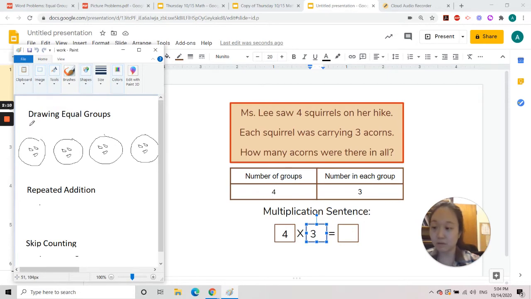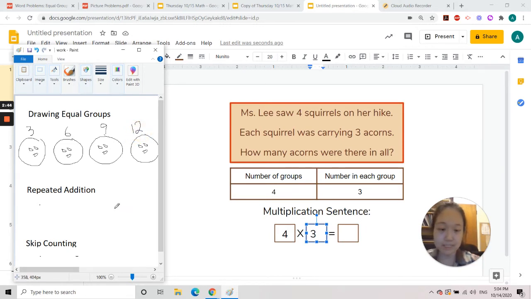I like to label the number of acorns that I have at the end of each group so that if I lose my place, I can count on from that last number. So my first group has 3 acorns. I'm going to count on 4, 5, 6. So that shows me after 2 groups, I have 6 acorns, 7, 8, 9, 10, 11, 12. So the answer to this multiplication sentence is 12.